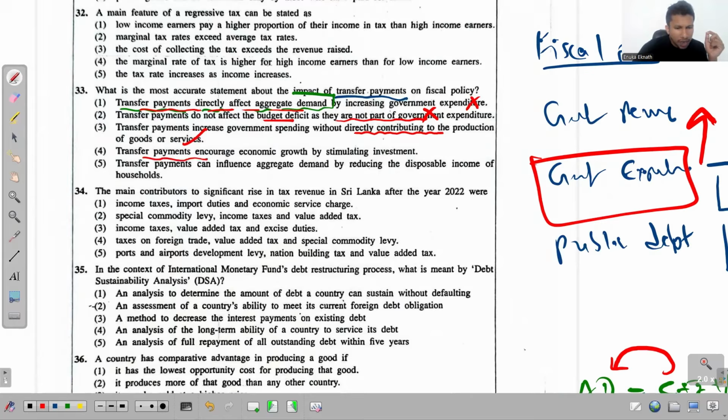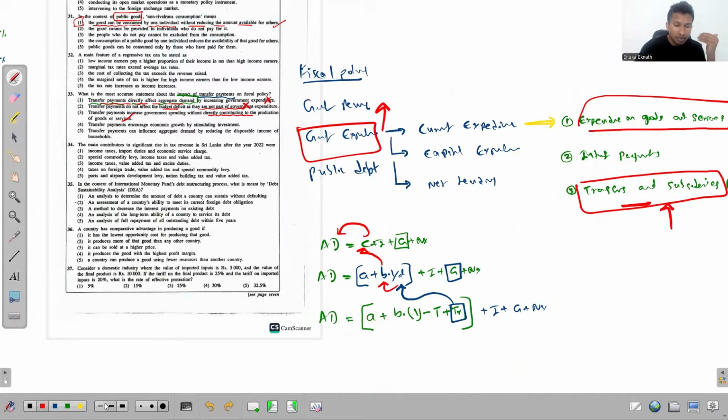Fourth one, transfer payments encourage economic growth by stimulating investment. Again, there's no connection between transfer payments and investment. Transfer payments are hidden inside the disposable income and investment is a separate component in the aggregate demand equation.